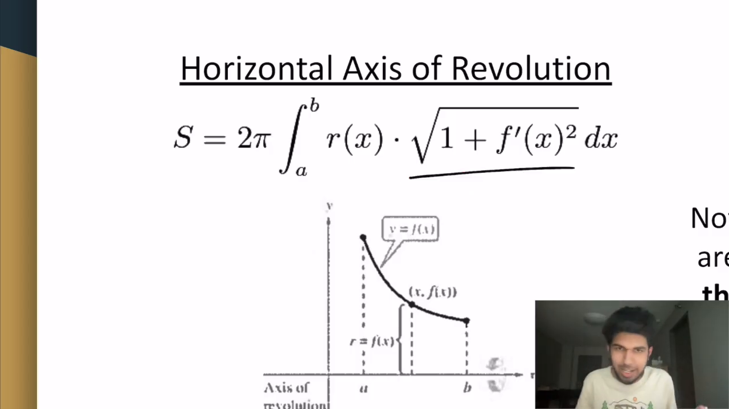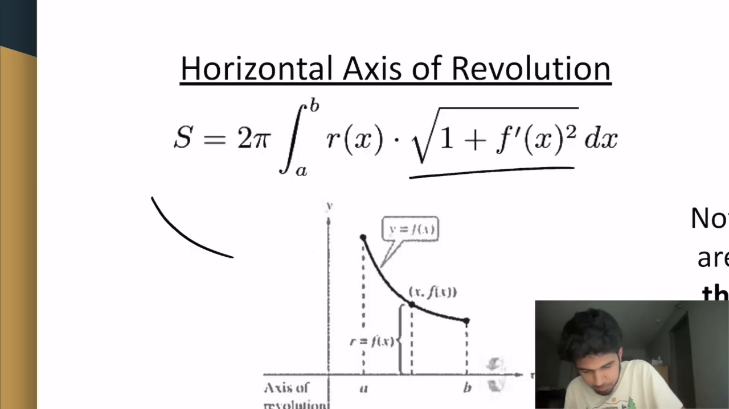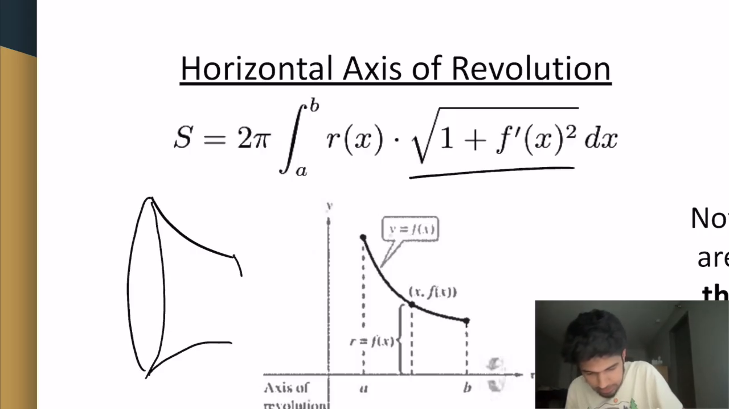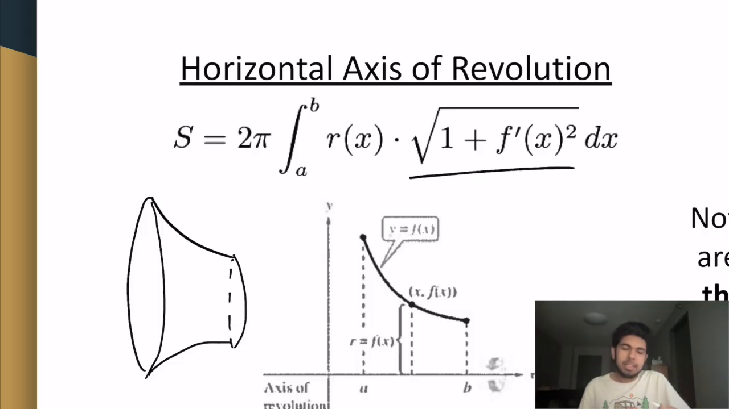But let's try to see what's going on here. So let's take this function in the picture here, and it's being revolved about this x-axis. So let's try to draw what it looks like. It should look something like this. It's like a lamp or something. So the idea is similar to what we did for volumes. We're going to take these small cross-sections, and instead of finding the volumes of them, we're going to find the lateral surface areas of them.